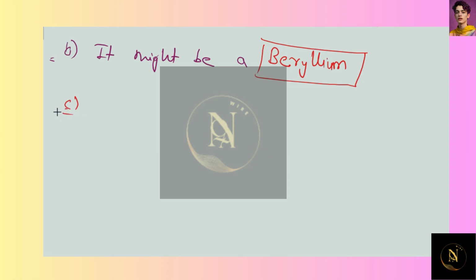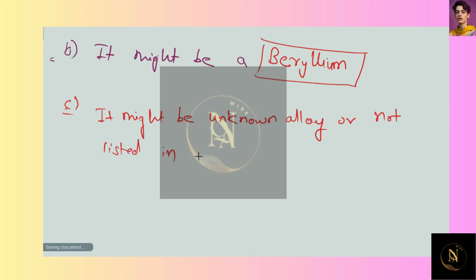Now in the third part of the problem we have to tell whether we can identify the possible material. So we can say that it might be an unknown alloy, or not listed in the table. So these are the answers of our given question.